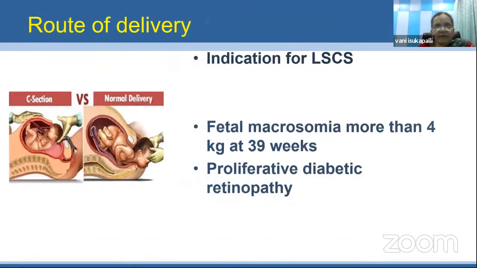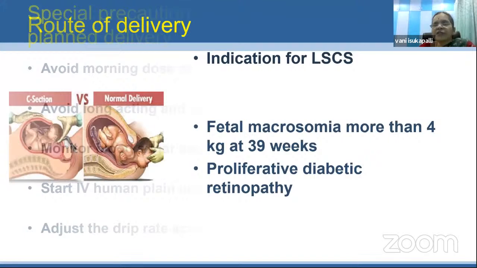Then the route of delivery, C-section versus normal delivery. There are two basic indications per se for diabetes itself: whenever there is a fetal macrosomia of more than 4 kgs, or when the woman is suffering from proliferative diabetic retinopathy. These two indications are straight away for cesarean section. In other cases, you need to judge depending on the pelvic assessment and cephalopelvic disproportion assessment.